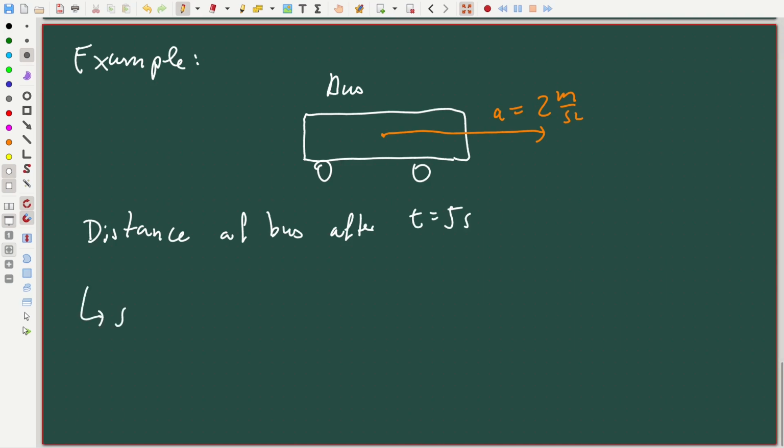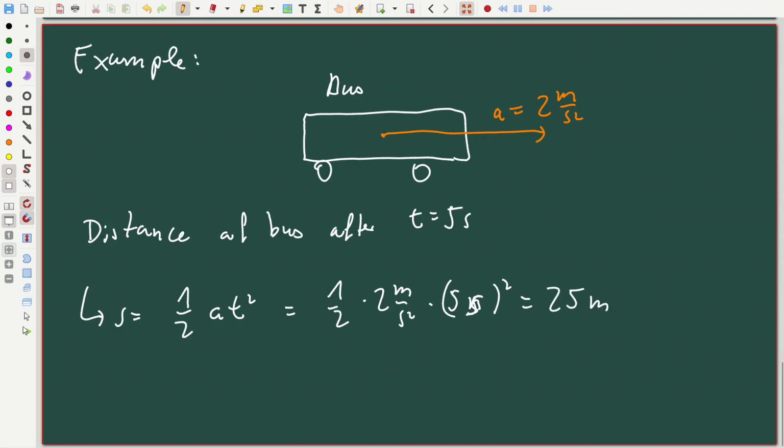Yeah, so this is then easy. According to the formula which we have derived before, our s would be simply given as 1/2 a t square. And we can insert the values now. 1/2 times 2 meter per square second times 5 seconds squared. This gives 25 times 2 gives 50, divided by 2 would be 25 meter. Yeah, so our bus would have traveled a distance of 25 meter.